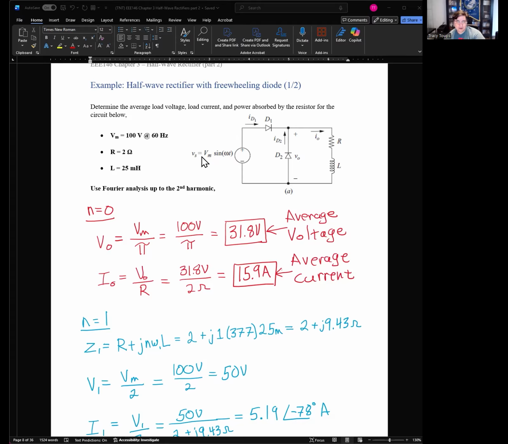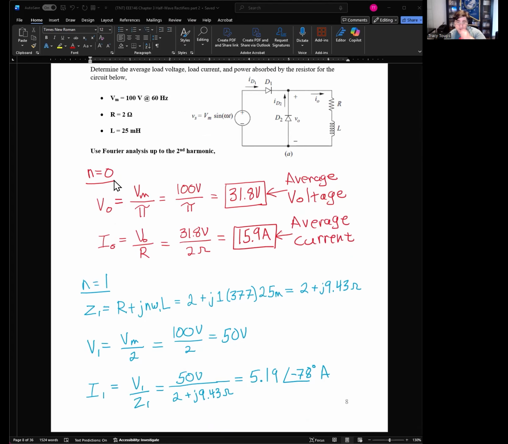Okay. Vm is 100 volts at 60 hertz. Resistance is 2 ohms. L is 25 millihenries. Okay, so let's use Fourier analysis up to the second order harmonic to see what we get. We always have to start with n equals 0. So V out right here. But remember, it's a whole bus right here, so this point is all the same. This down point right here is all the same.